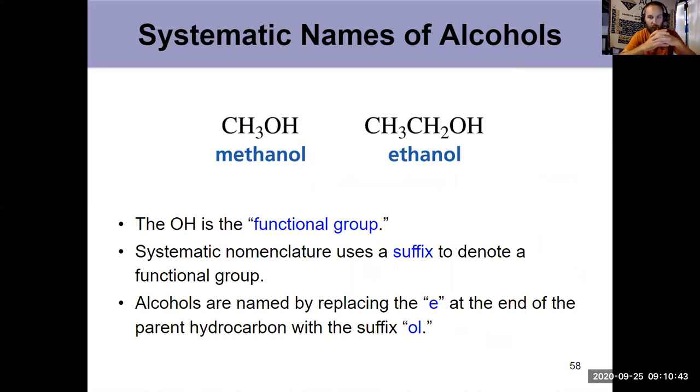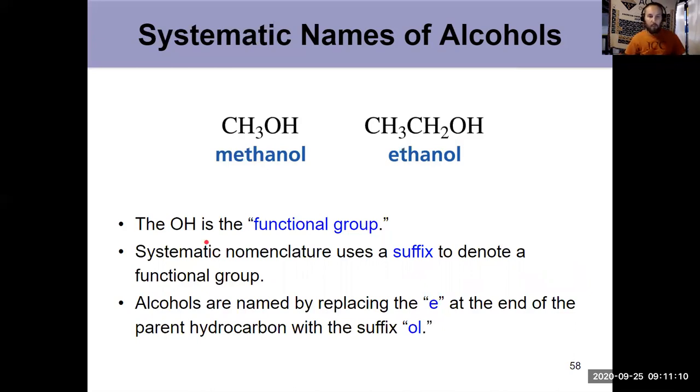OH is called a functional group. And it's called a functional group because it's the center of reactivity, right? It controls how that compound reacts more than anything else. The presence of OH is more significant than the length of the carbon chain, for example. Okay? So when we have these functional groups, we use suffixes to identify the presence of the functional group. Okay? That's what the second bullet point is saying here.